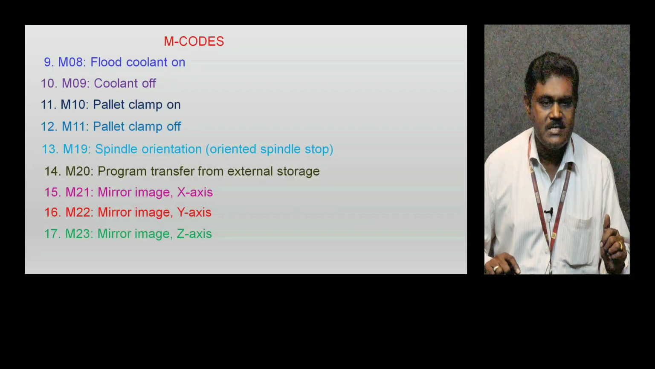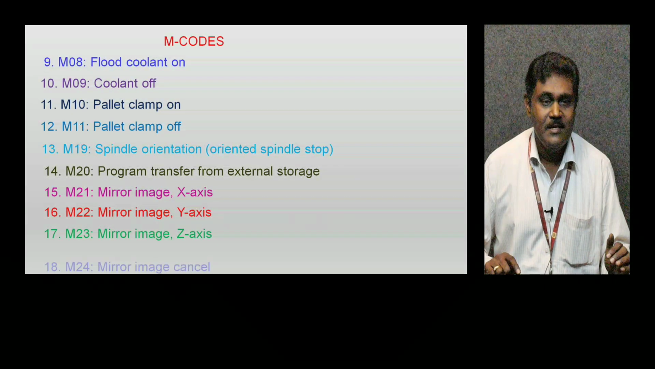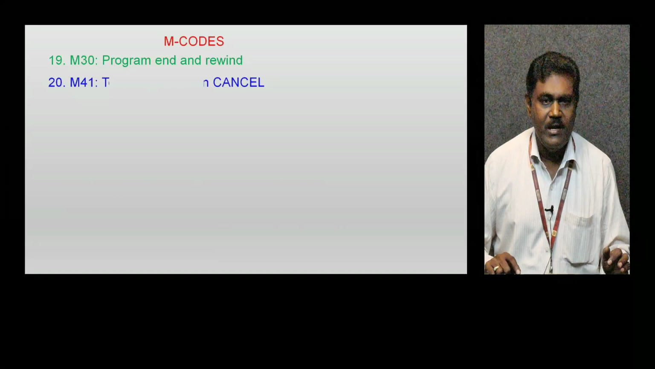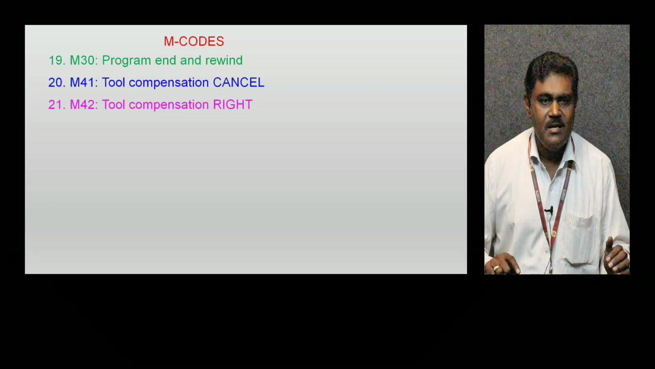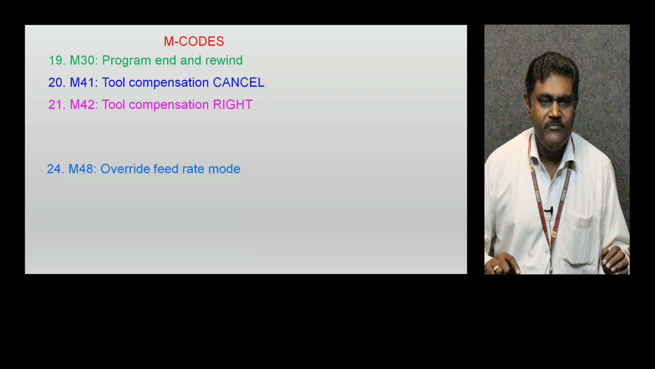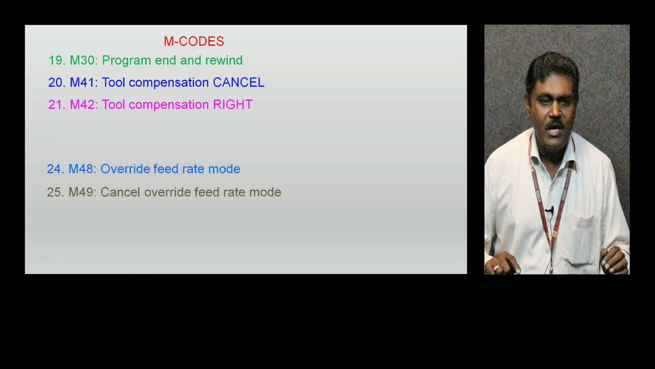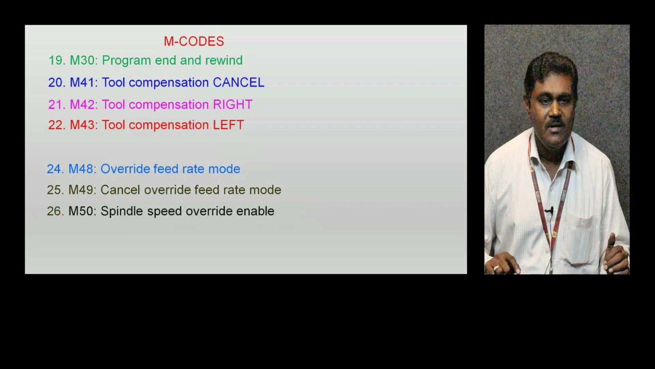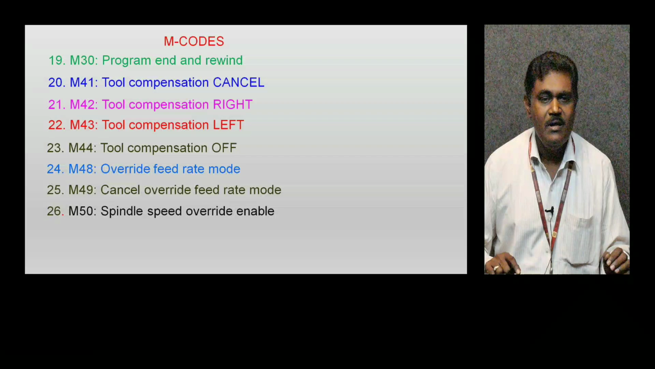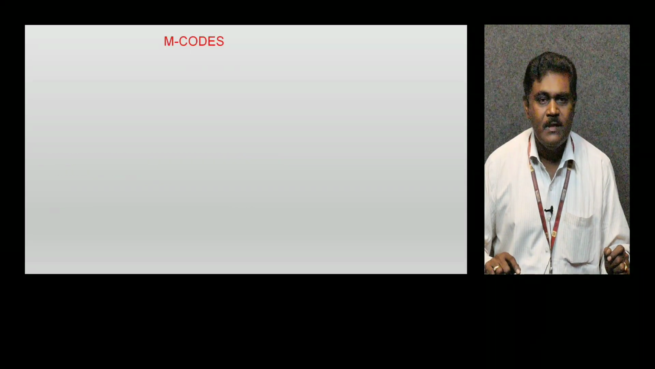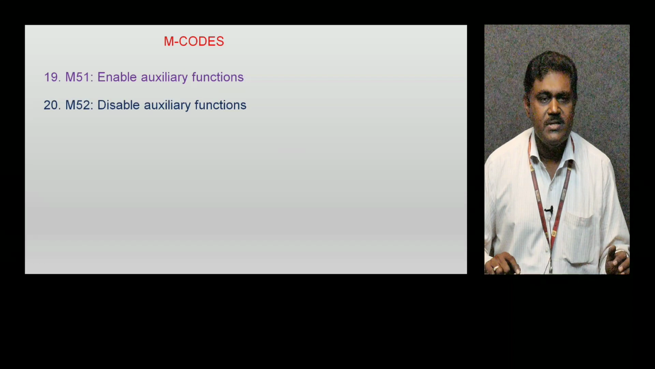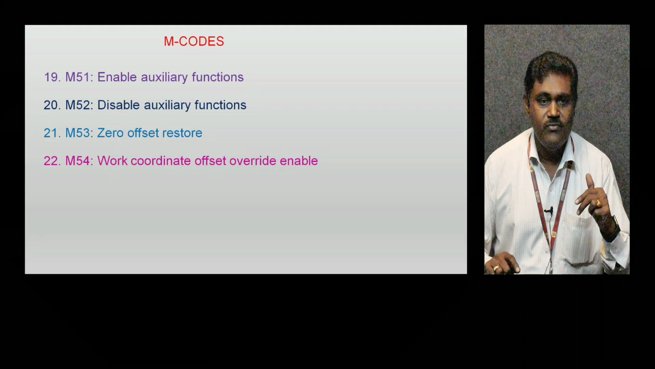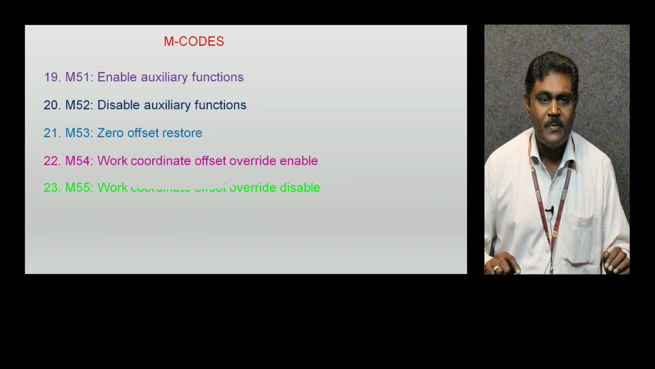M22 mirror image Y axis, M23 mirror image Z axis, M24 mirror image cancel, M30 program end and rewind, M41 tool compensation cancel, M42 tool compensation write, M48 override feed rate mode and M49 cancel override feed rate mode, M43 tool compensation left and M50 spindle speed override enable, M44 tool compensation off, M51 enable auxiliary functions, M52 disable auxiliary functions, M53 zero offset restore, M54 work coordinate offset override enable and M55 work coordinate offset override disable.